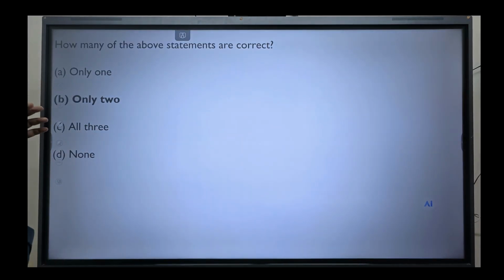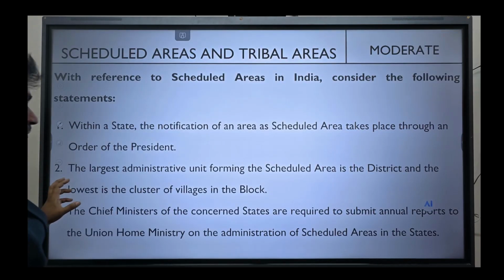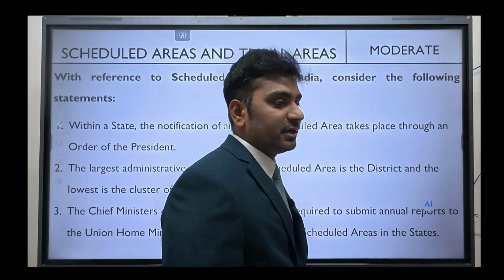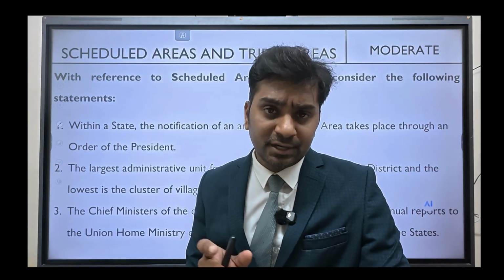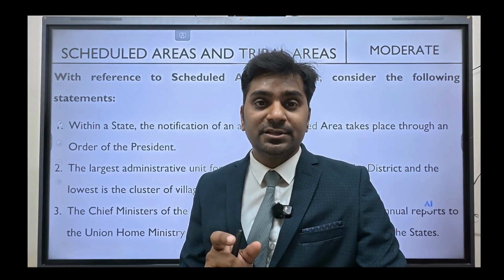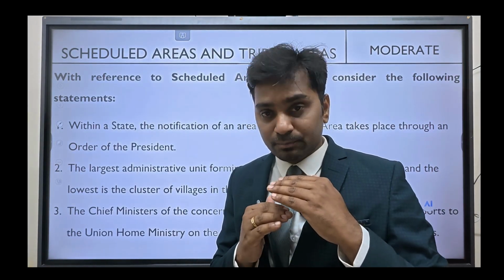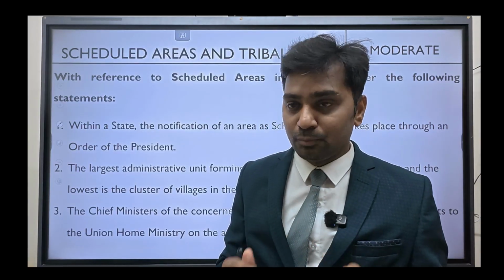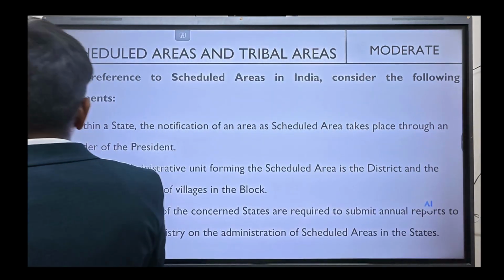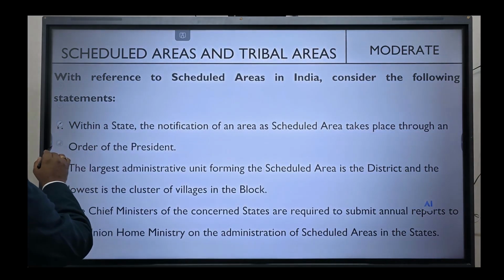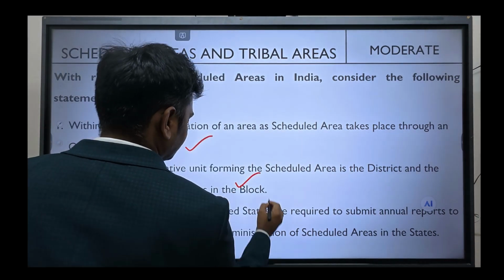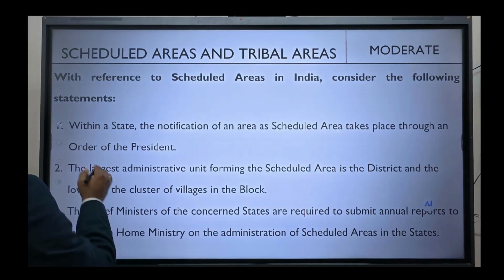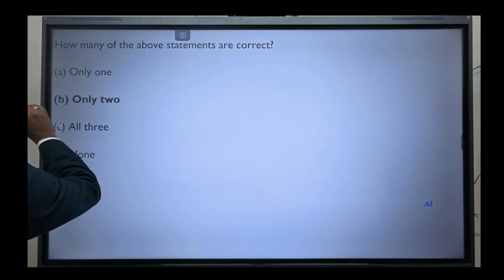First statement is correct. Now look at the second statement. The largest administrative unit forming a scheduled area is the district, and the lowest is the block. In the scheduled areas, the system of administration will be, the largest will be the district, the smallest will be the block. So you have to remember this. So two statements are correct, 1 and 2 are correct here. First statement is correct, second statement is correct, third statement is wrong.